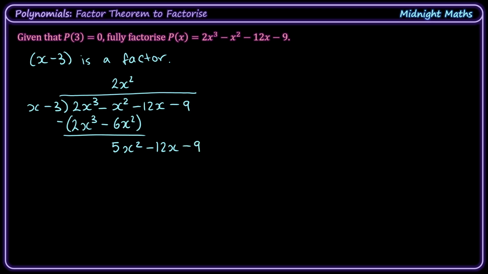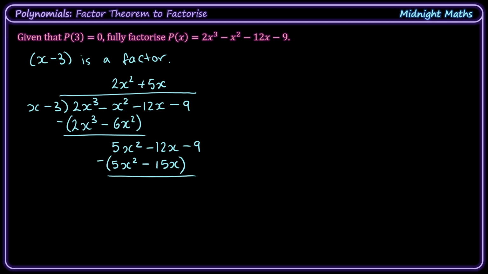And we can continue. What is x multiplied by to give 5x squared? x has to be multiplied by 5x. Multiplying the 5x onto my divisor, I have 5x times x is equal to 5x squared. 5x times negative 3 is equal to minus 15x.